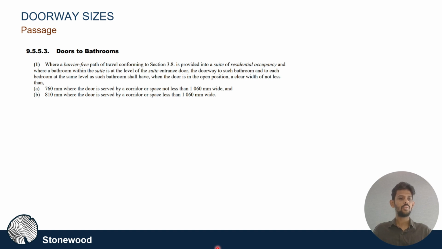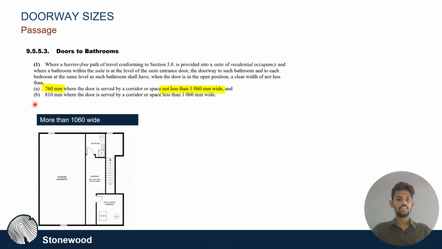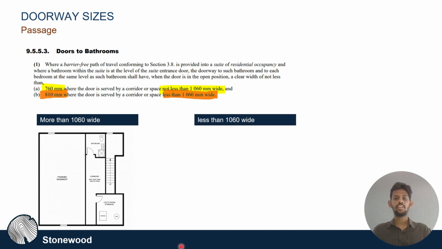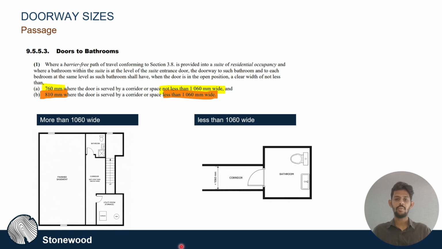9.5.5.3 covers the doors to the bathroom. It depends on the corridor size. If our corridor is more than 1060 mm wide, that means our door size needs to be 760 mm. So if the corridor is more than 1060, then door size is 760. And if your corridor is less than 1060 mm, then you need 810 mm wide. So basically the bathroom door size depends on the corridor size.